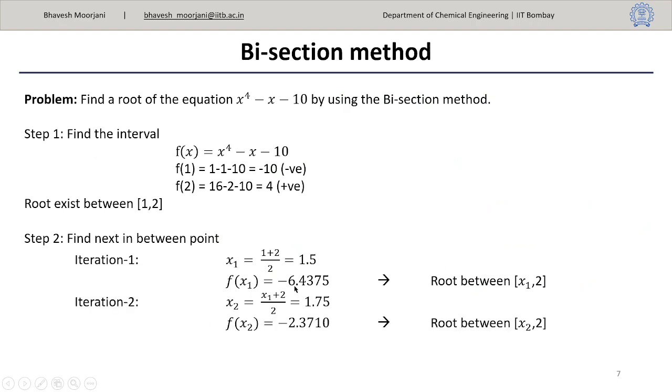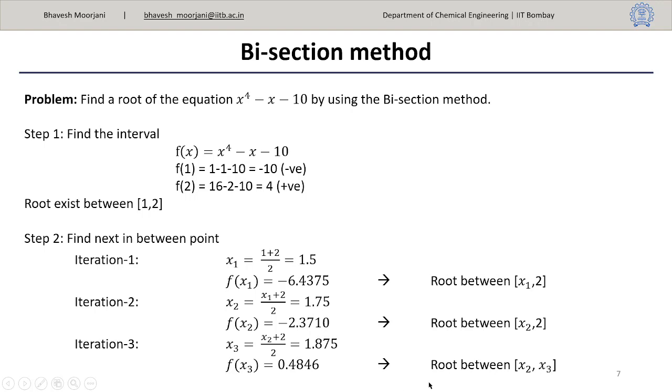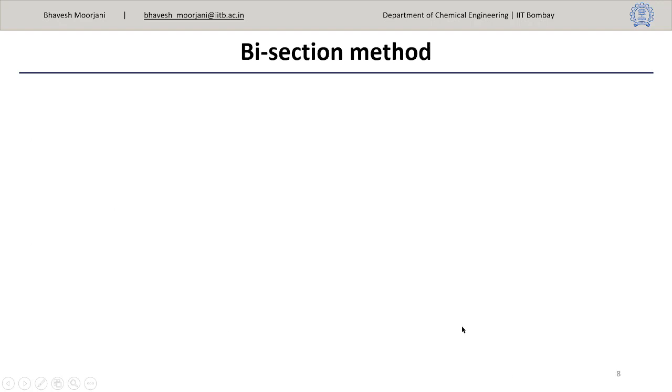So after 1.5, your next iteration will be (1.5 plus 2) by 2, which is 1.75. Find the value of the function. Based on its sign, you decide where the root exists. So it will exist between x2 and 2. You do the next iteration. Now here at x3, your value becomes positive. So your root will be between x2 and x3. Same way, you find, and you do multiple iterations, right?